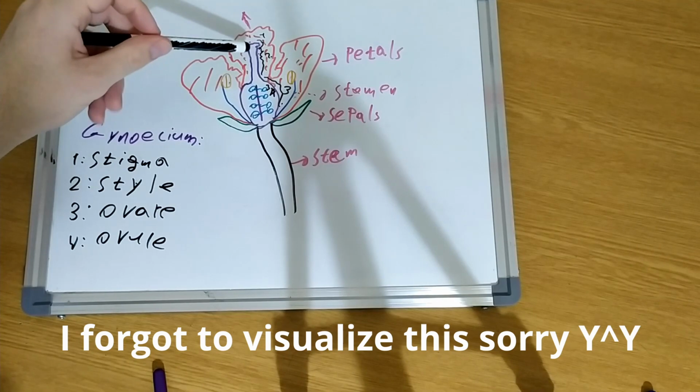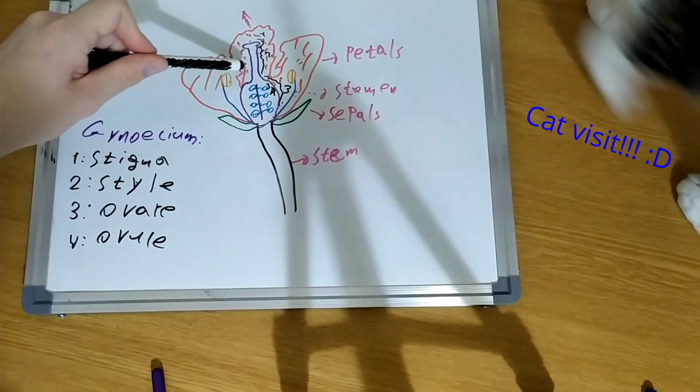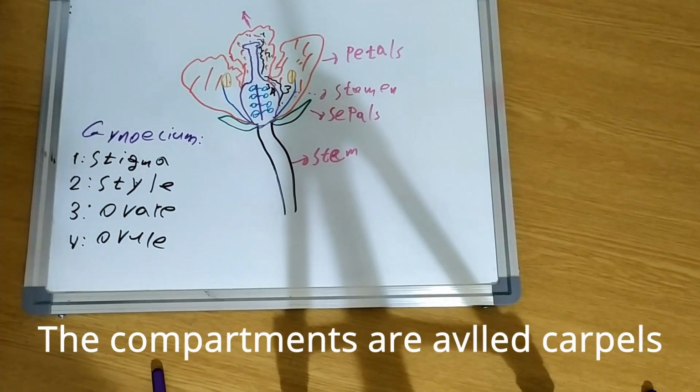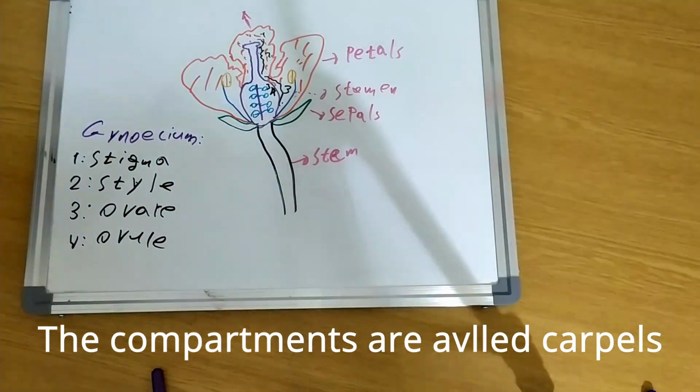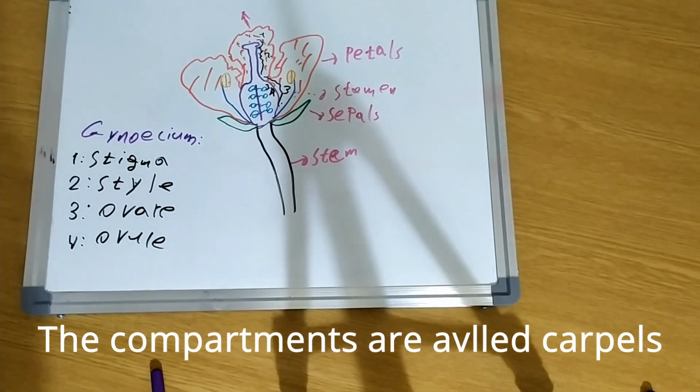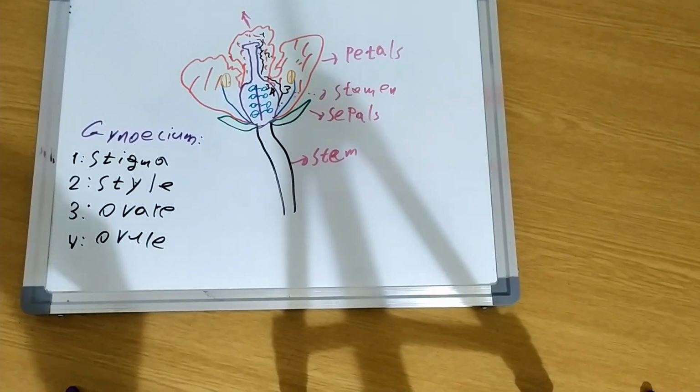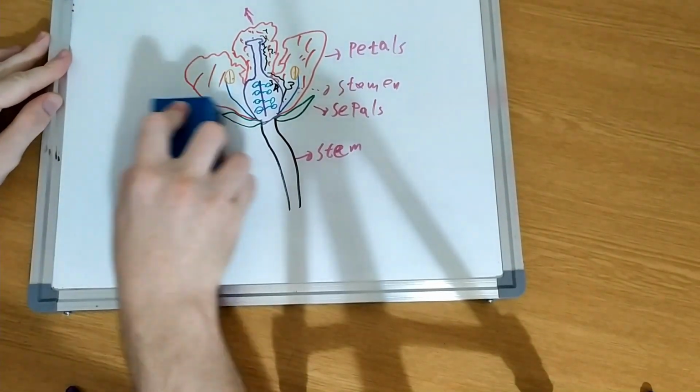Now, something that I forgot to mention here is that the ovary can consist of multiple compartments, not just one compartment that has all the ovules, and those compartments are called the carpels. It can consist of multiple carpels at a time.